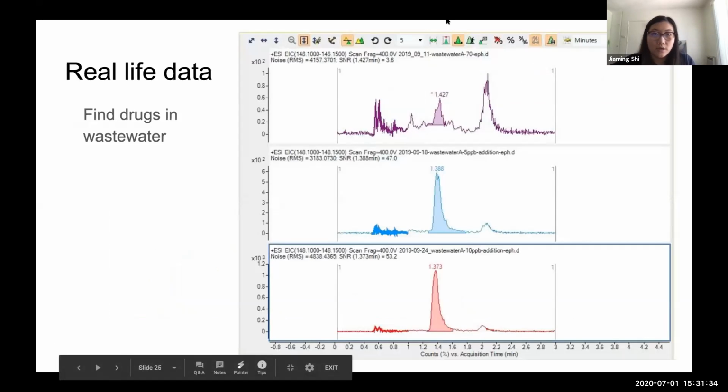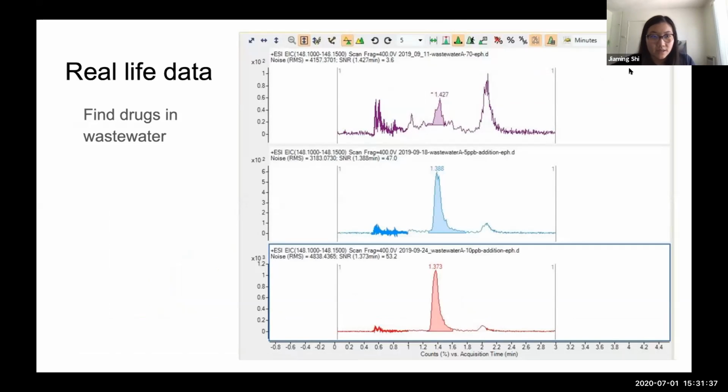So now I'm showing you some of my real life data. For my project, the way I use HPLC coupled with a mass spec is to measure drugs in wastewater, because a lot of people are taking illicit drugs such as methamphetamine and ephedrine. Those compounds cannot be fully absorbed by the human body, so at a certain level, they will be excreted through urine and end up in our wastewater.